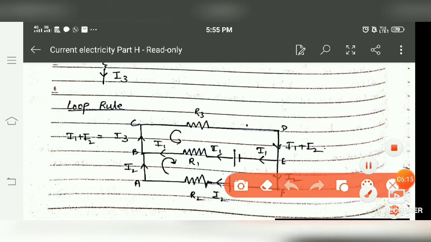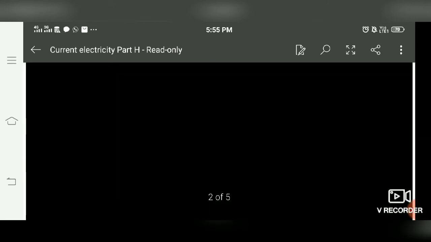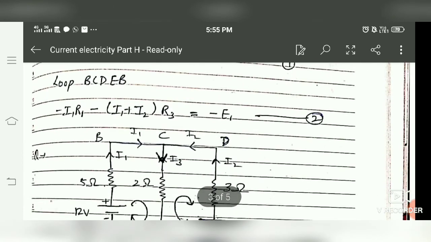This is this loop. If we traverse in anti-clockwise direction, in this case the current is in this direction, and here the total current is equal to what? I1 plus I2. So it is taken as negative R3. And if we move in this direction, the current is the same, so we take plus I1 R1. This is equal to, as we are entering from the opposite direction, it will be taken as negative.